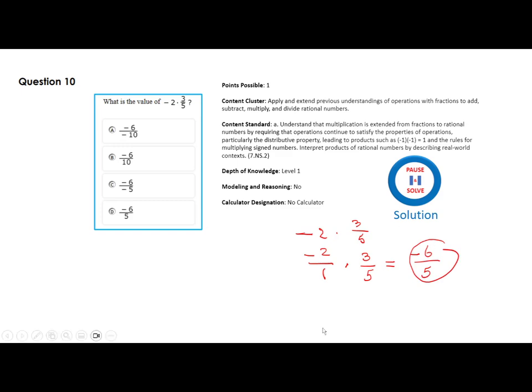So this one is incorrect. That's your correct answer, negative 6 over 5. All of the others are incorrect. You don't multiply this by 3 and this by 5, like what happened here. That's wrong. Negative 6 over 10 is also wrong. Negative 6 over 5 over negative 5 is wrong. That's the only good answer.